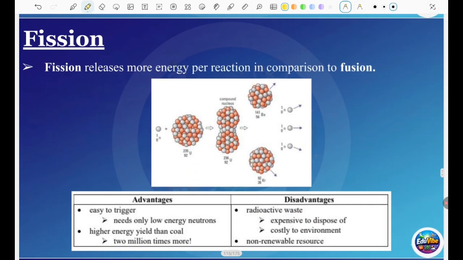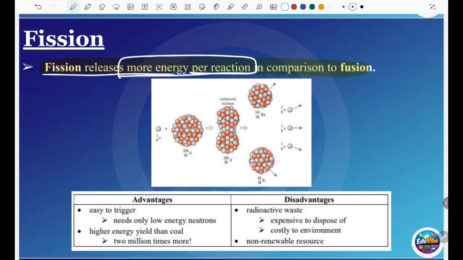And an important point about both: fission releases more energy per reaction in comparison to fusion. So fission has more energy per reaction. This is the key phrase: more energy per reaction in comparison to fusion. In the fusion case, we have per kilogram reaction energy that can be used.